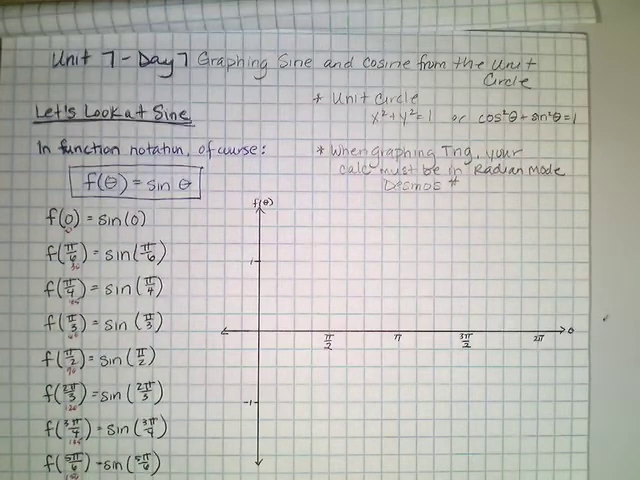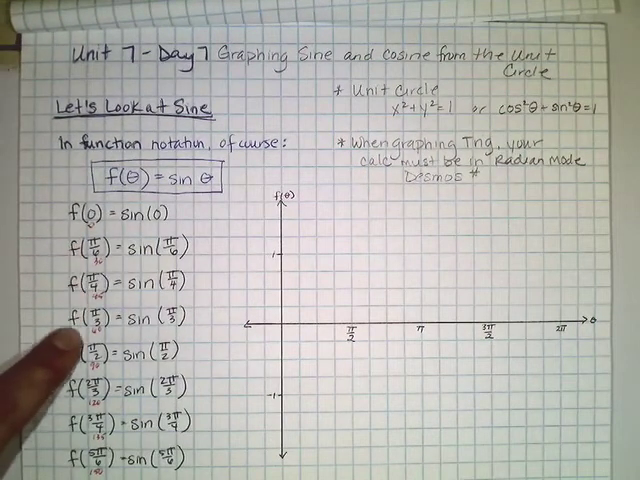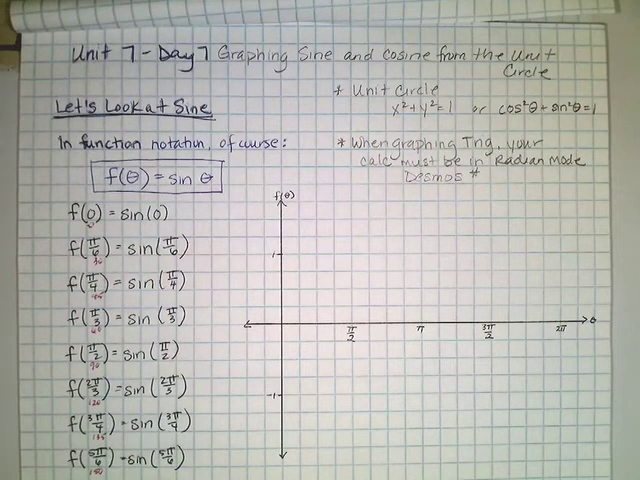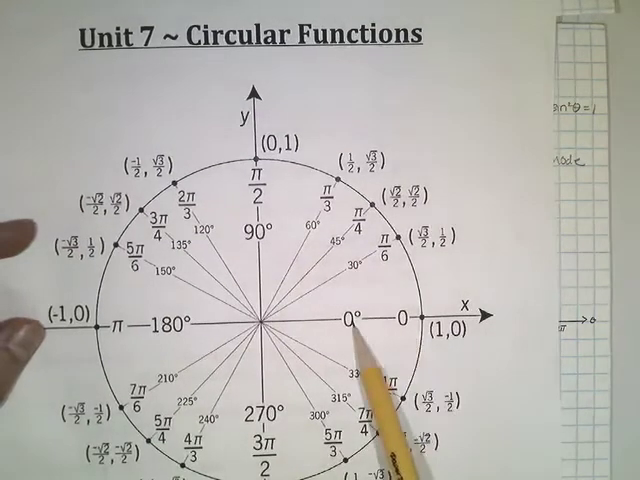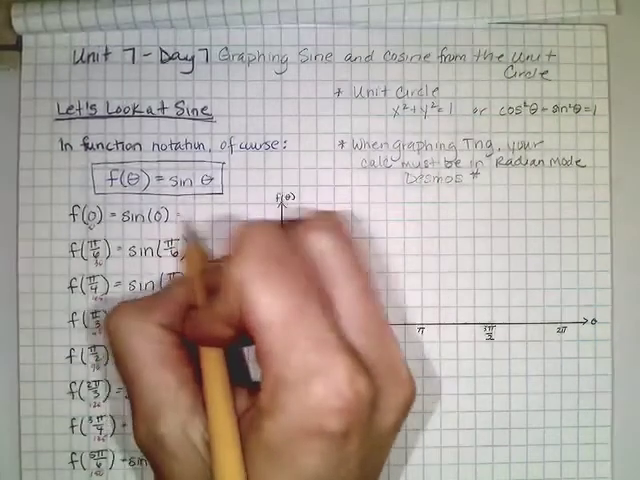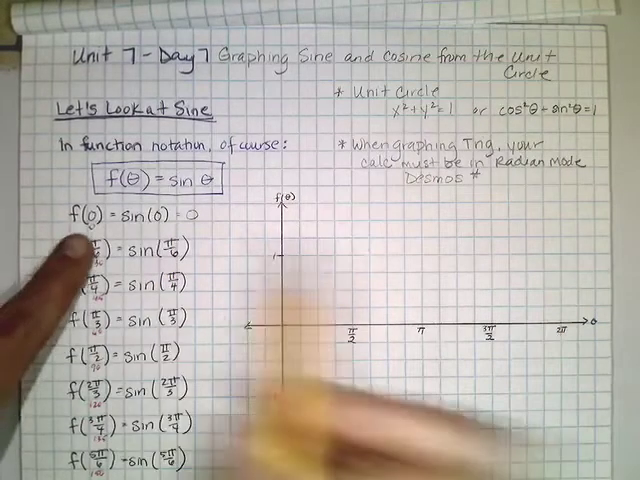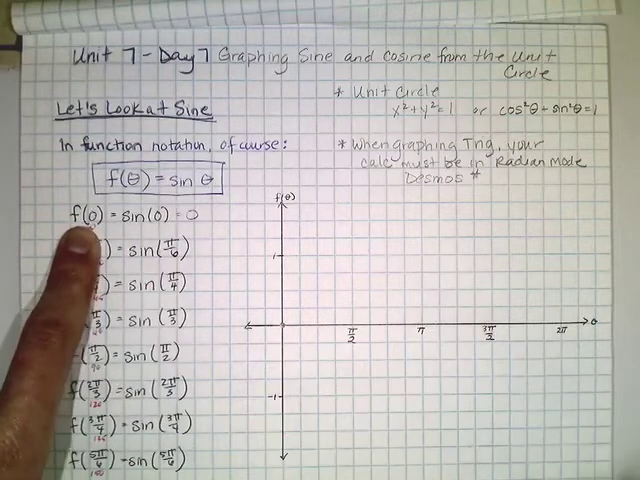So first let's look at sine in function notation. Here I put the radian value in, and underneath in red is the degree value. We come up with these values right from our unit circle. Looking at sine as the y coordinate, sine of 0, 0 degrees, 0 radians, is 0. So I have the coordinate 0, 0 right here at the origin.